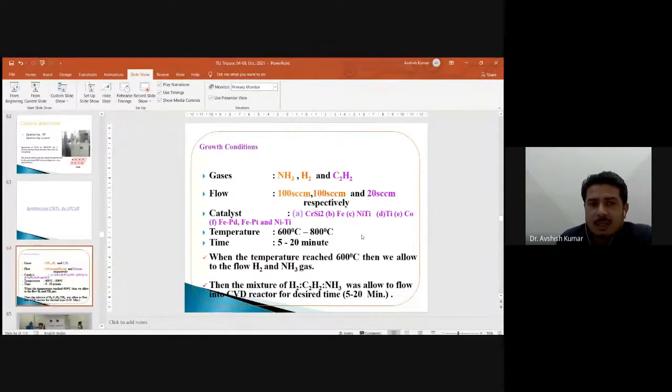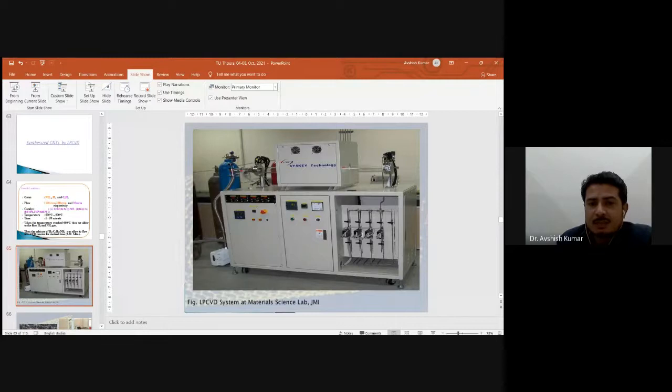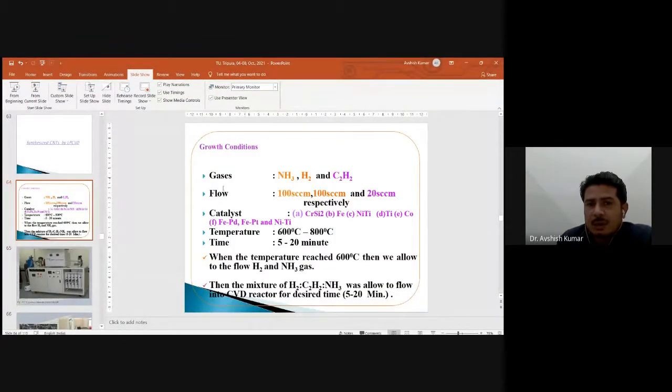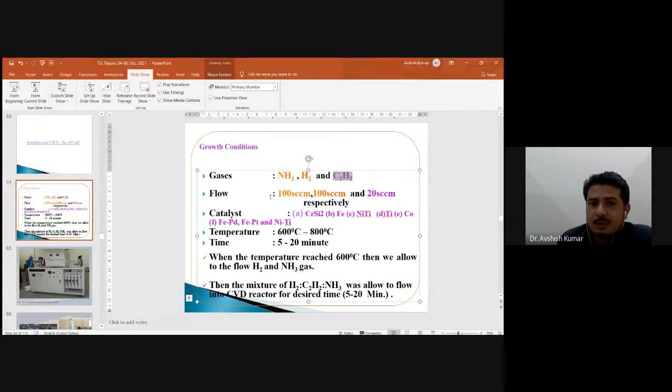As I told you, we have this LPCVD system at Jamia also. Initially, when I was doing my PhD there, I used this system and it was installed in front of me. So these are the growth conditions you can use. The gases NH3 (ammonia) and hydrogen are the carrier gases, and as I told you, acetylene you can use as a source gas for the synthesis of your carbon nanotubes. This is the flow rate, how much flow you should keep.